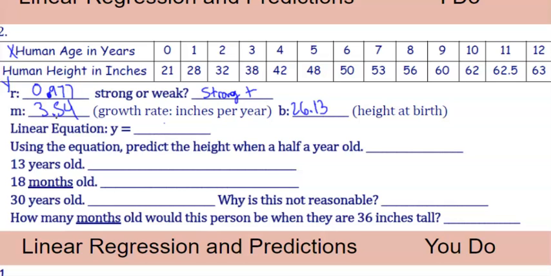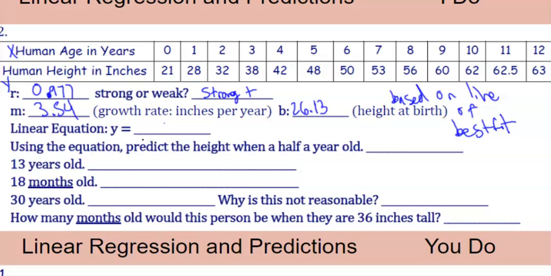Our slope is 3.54. That's the growth rate in inches per year. And then 26.13, that is the height at birth. Although that's not the actual height at birth, this would be the predicted height at birth on the line of best fit.